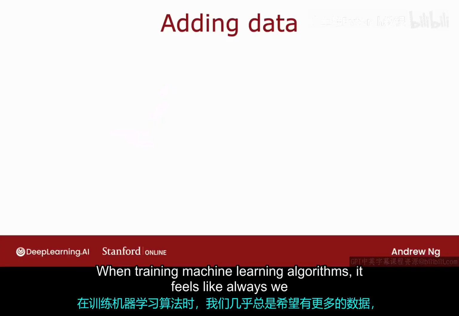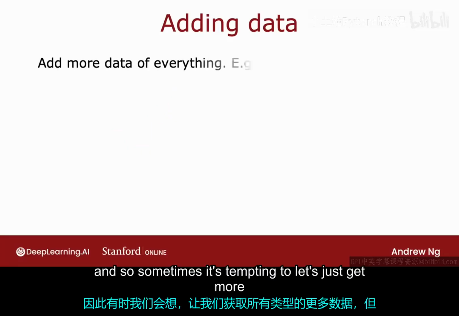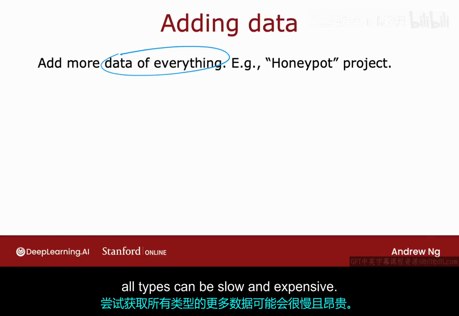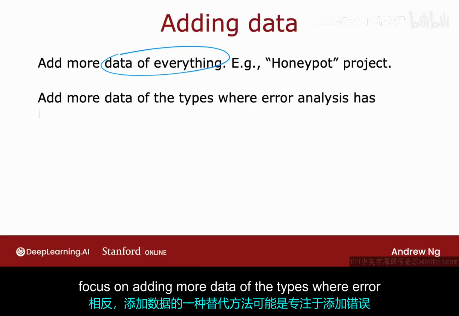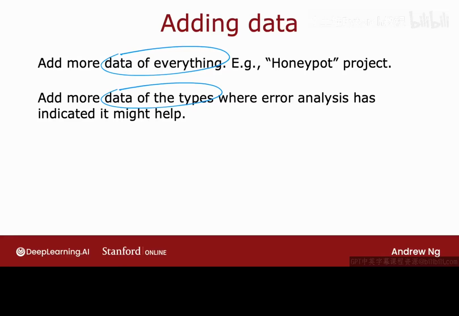When training machine learning algorithms, it feels like always we wish we had even more data, almost all the time. And so sometimes it's tempting to say, let's just get more data of everything. But trying to get more data of all types can be slow and expensive. Instead, an alternative way of adding data might be to focus on adding more data of the types where error analysis has indicated it might help.